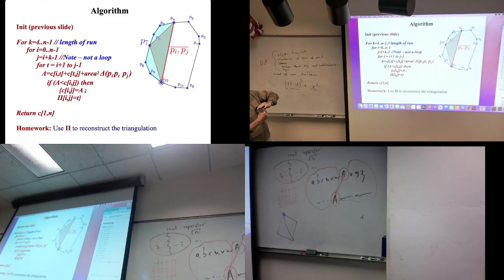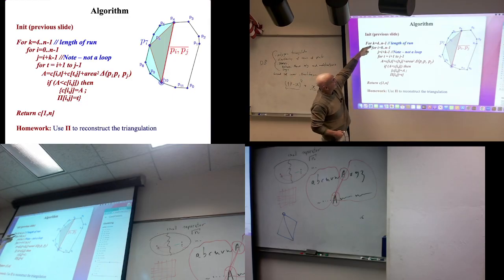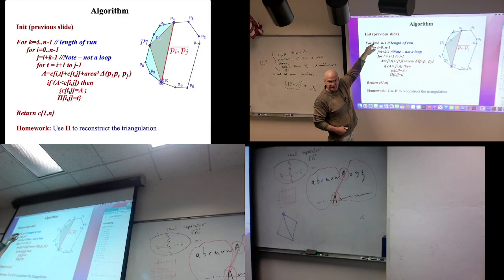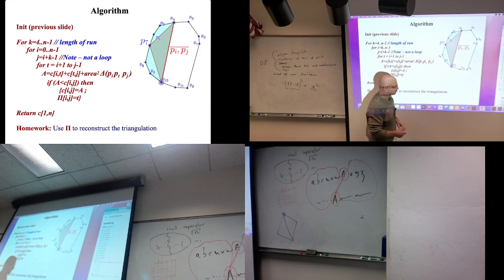Okay, runs of length 4 now. K, the main variable here, determines the length of the run. I'll start with all the runs of length 4, then all the runs of length 5, all the runs of length 6, and so on.